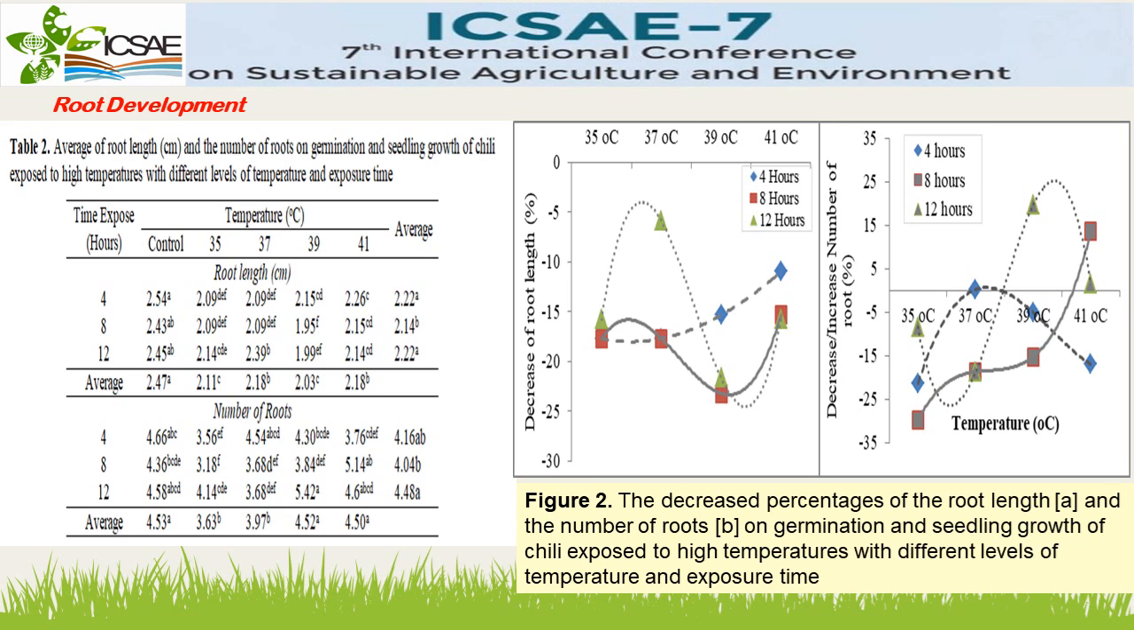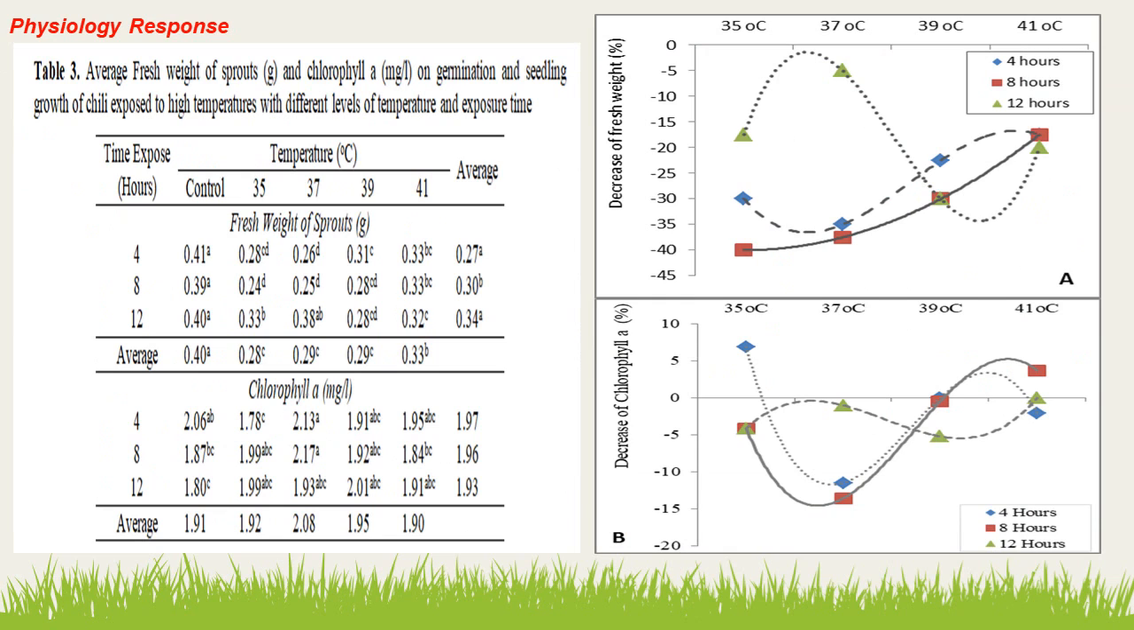Number of roots. Some high temperature treatments increased the number of roots. The highest temperature stress increased the number of roots, especially at 39 degrees Celsius for 12 hours and 41 degrees Celsius for 8 hours, with an average of 5.42 and 5.14 roots per shoot, or an increase of 9.80 and 13.47% respectively, and both were higher than the control.